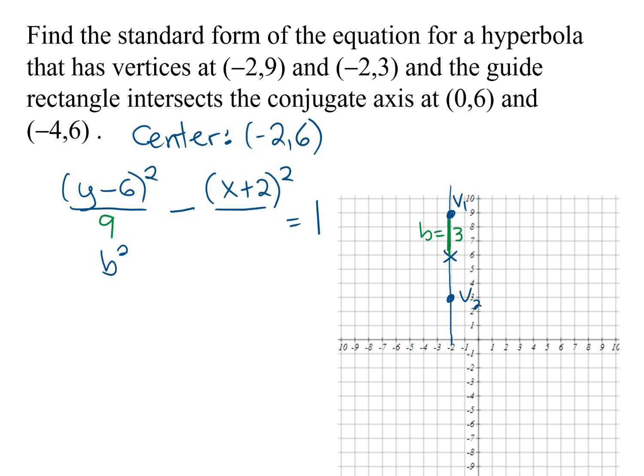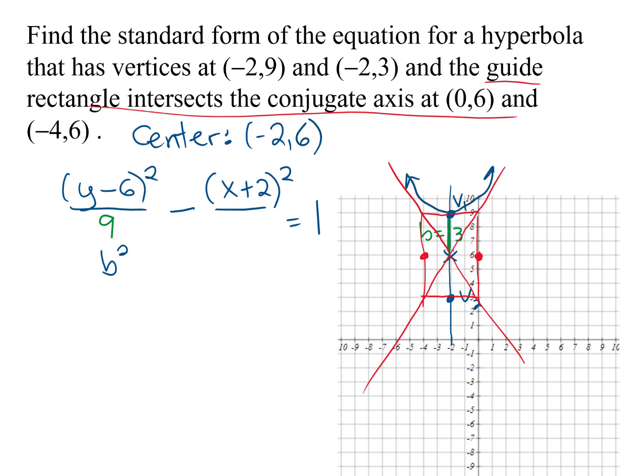Now let's put our other piece of information on the picture. The guide rectangle intersects the conjugate axis at (0, 6), so right there, and (-4, 6). And we can see that the center is in between there again. That's enough info that we could go ahead and graph this hyperbola. We can now see the guide rectangle, and we could make the asymptotes. They are the diagonals of that guide rectangle. And so we could go ahead and graph this hyperbola. It would look like this.